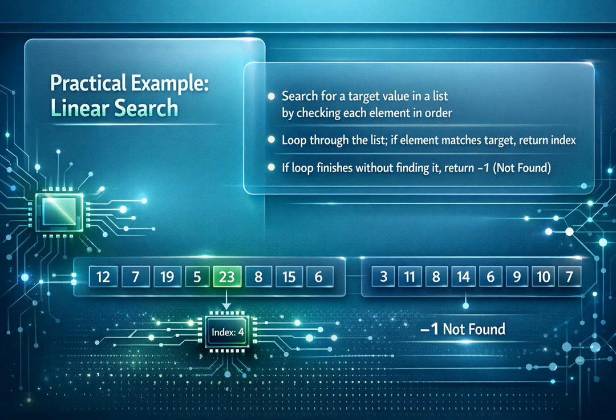Linear search is a basic algorithm to find a target value in a list. You check each element one by one from the beginning. If the element matches the target, you return its index. If you reach the end without finding it, you return -1 to indicate it was not found.